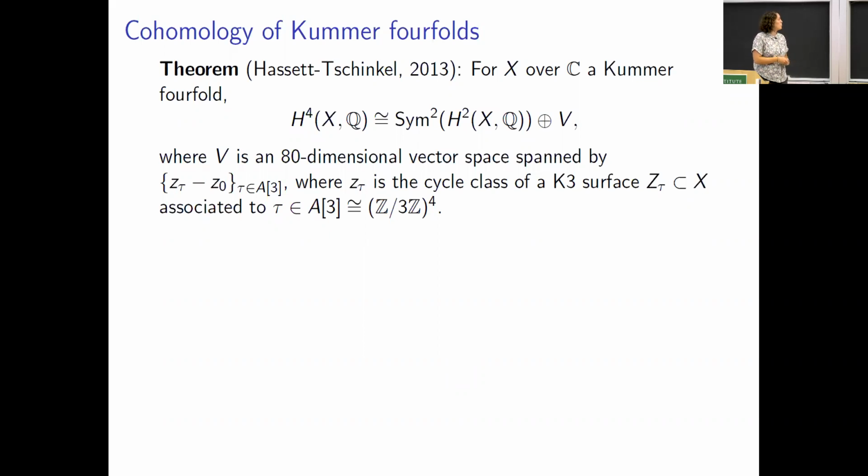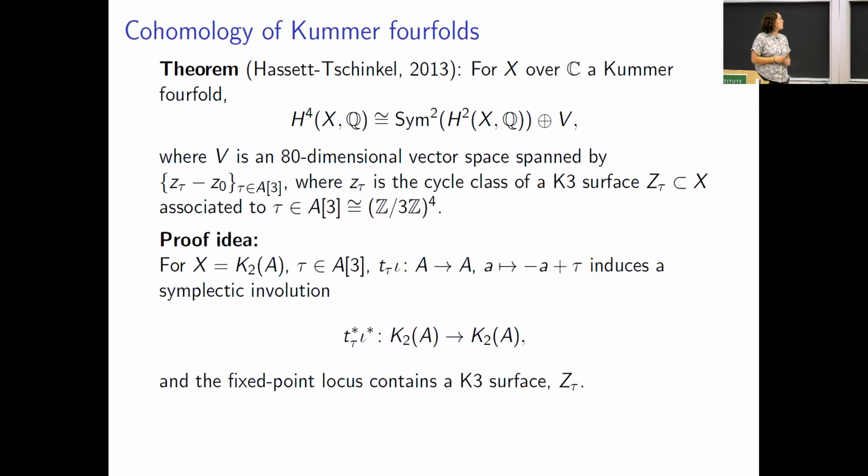Okay, great. So where does this come from? Where are these K3s coming from? Well, what you can do for this 3 torsion point, it induces a map on the abelian surface, right? You can translate by a point. And if I compose that with the standard involution, then this composition induces a map on the generalized Kummer variety.